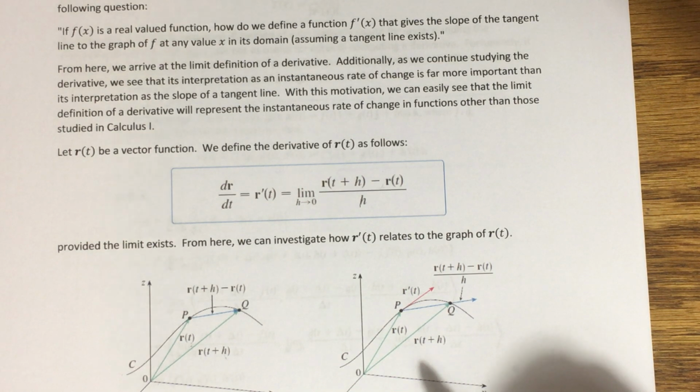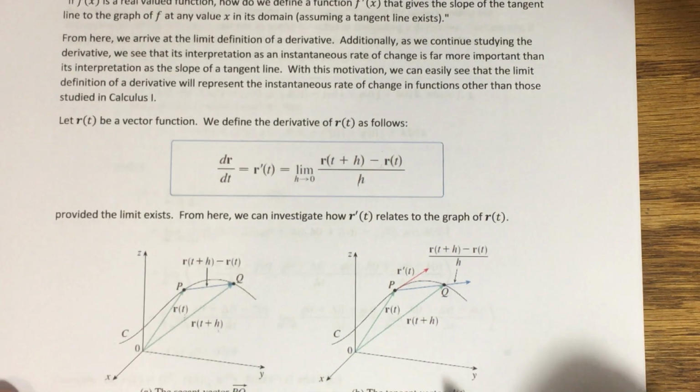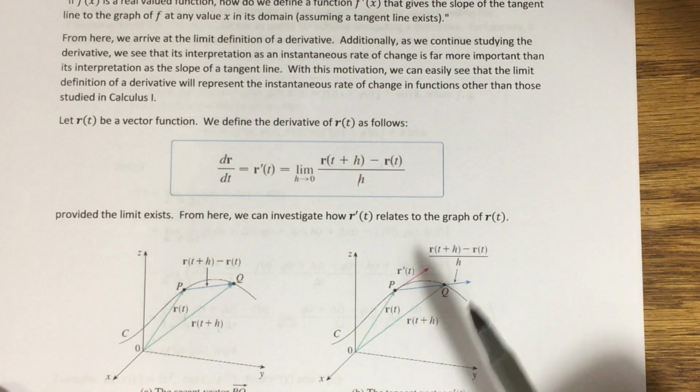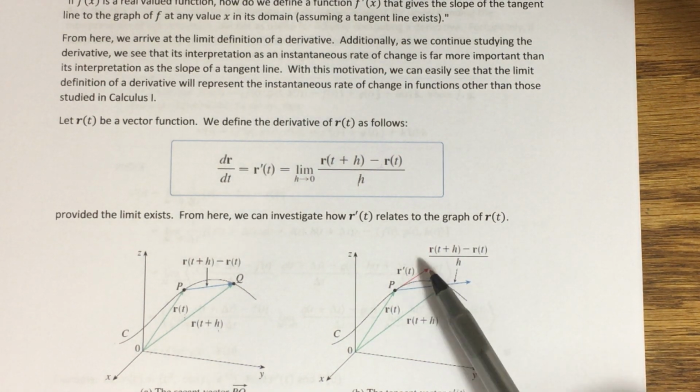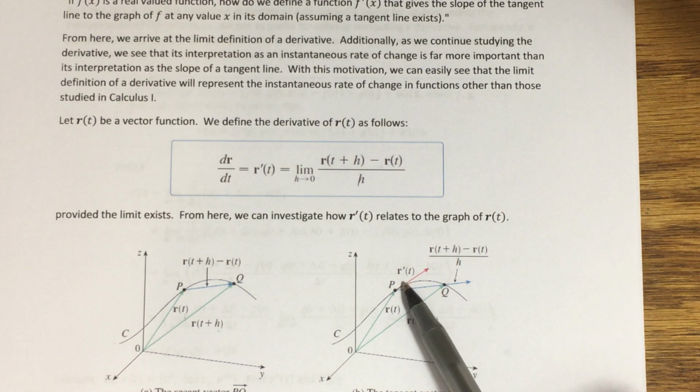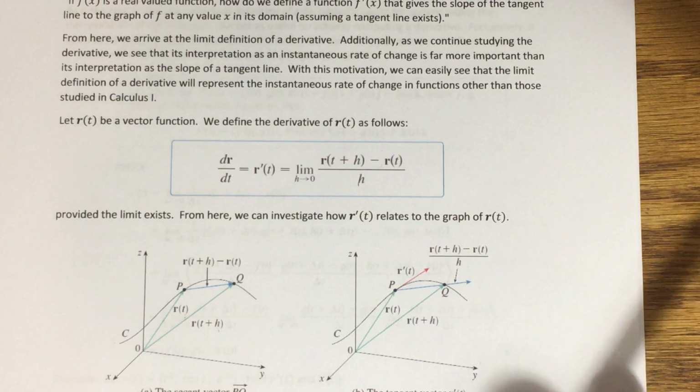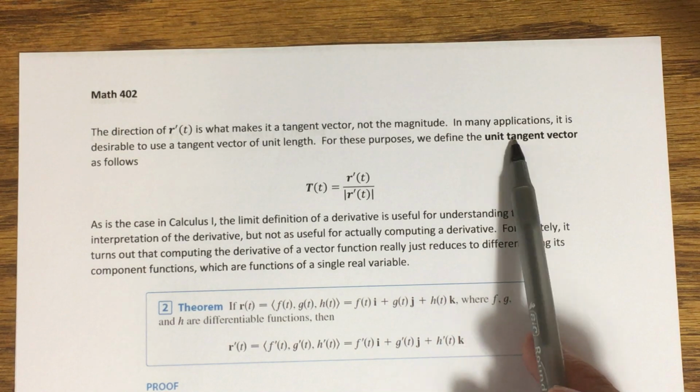And in most applications, it's really preferable for this to be a unit vector. It's preferable for that to have a length of 1. R prime of t is not necessarily going to automatically have a magnitude of 1. It can be lots of different things. So what we would like to do in many cases, once we've found r prime of t, is normalize it, which again, remember that means find a unit vector that has the same direction as r prime of t. And that vector ends up being more useful than r prime of t in a number of applications. So that's what we're defining here, the unit tangent vector.